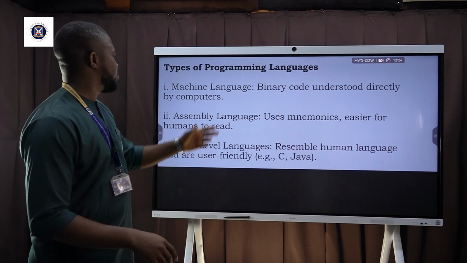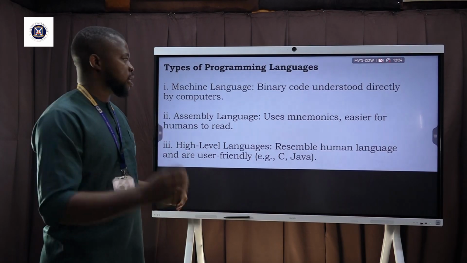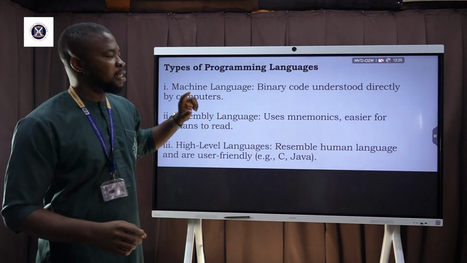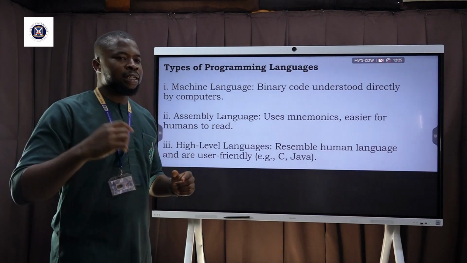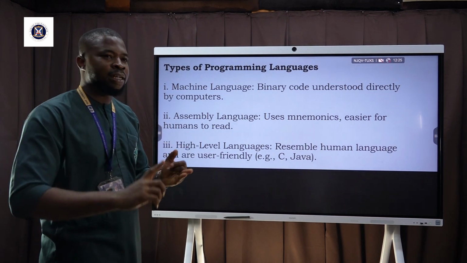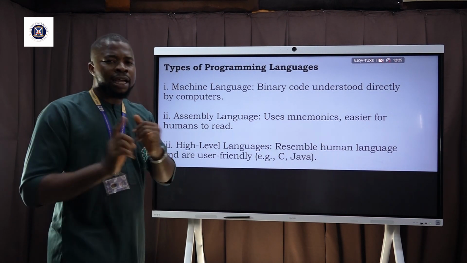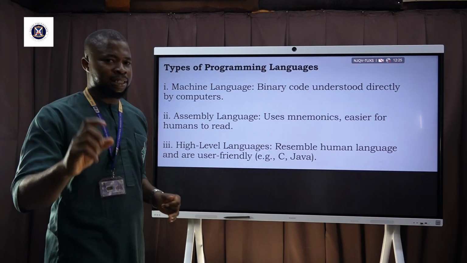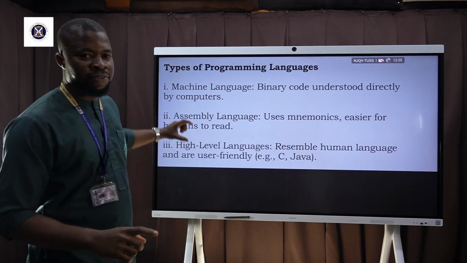Then types of programming language. Now, this is where the trick is. Like I said in our previous slide, here you understand the types of programming and the categories. Note, categories and types are not the same thing. So I will do a clarification here.